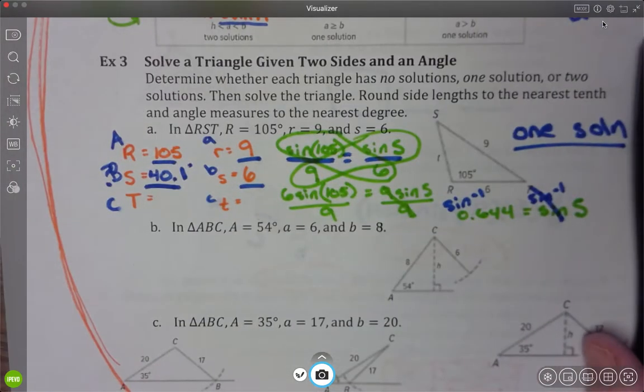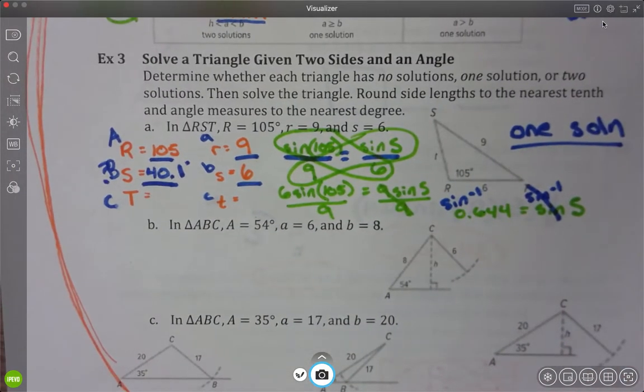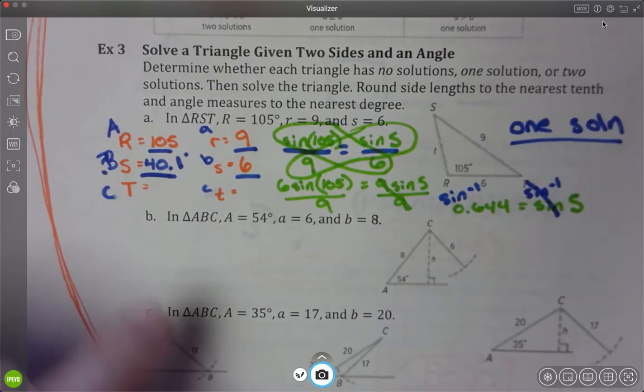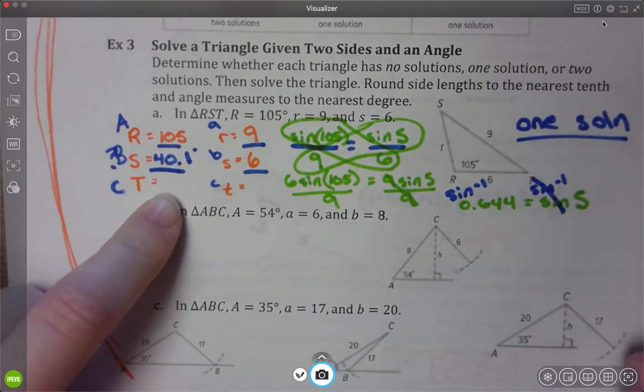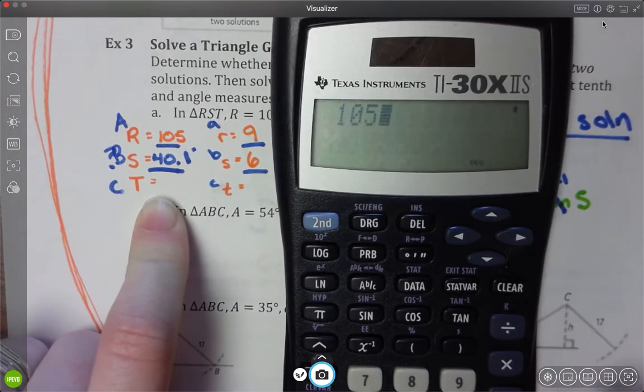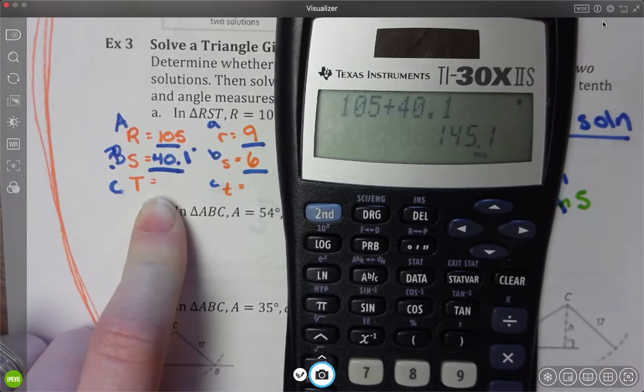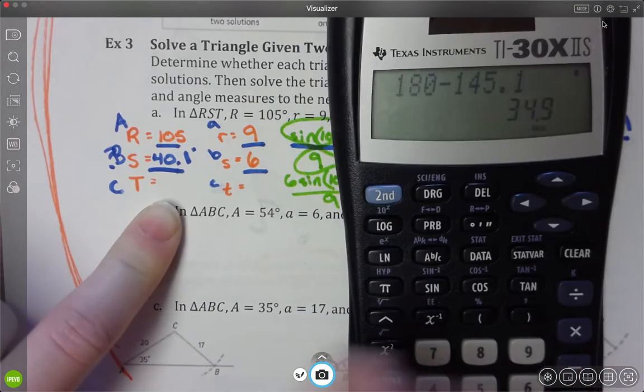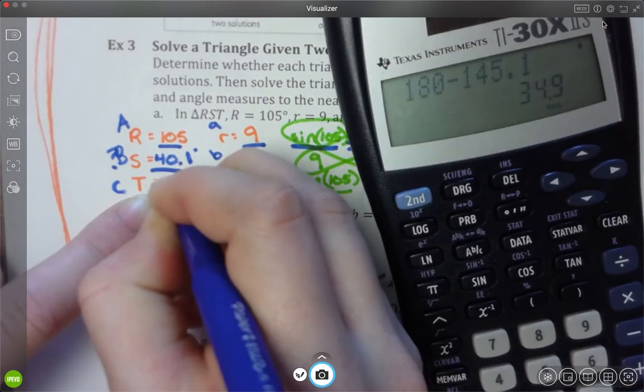I'll put that over there. Then I can figure out what T is, what angle T is and what side T is. So how do you find out what angle T is? 105 plus 40.1 is 145.1, so 180 minus 145.1 is going to give me 34.9 degrees.